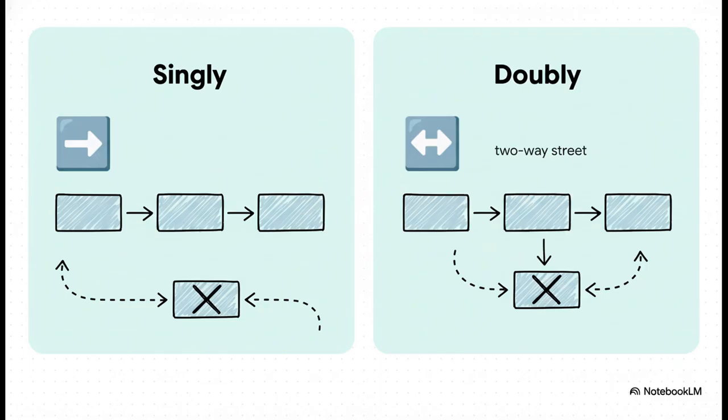But a doubly linked list, while it does use a bit more memory for that second pointer, gives you that awesome bidirectional travel and a real superpower: the ability to delete a node in a single step, instantly, as long as you know its location, because it already knows who its previous neighbor is.